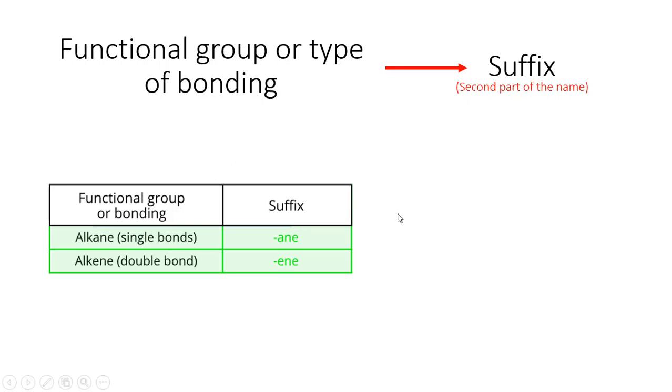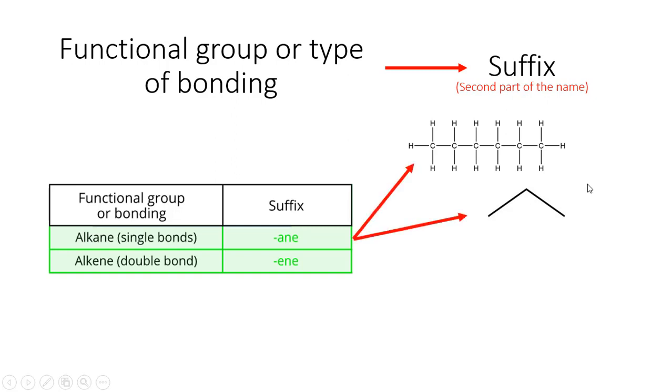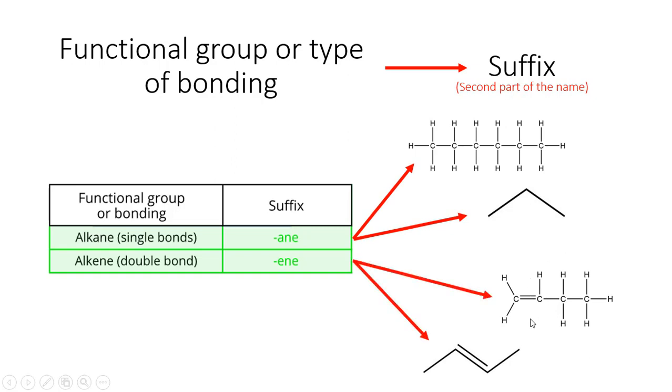Okay? A couple of examples here. These are the two examples from the page before. They only contain single bonds, and therefore the ending of their names will be ane, A-N-E. Okay? And then, obviously, if there is a double bond, like we see here, these molecules will end in ene, because they're alkenes, okay? So it's whether the molecule is an alkane, ending in ane, or an alkene, ending in ene.